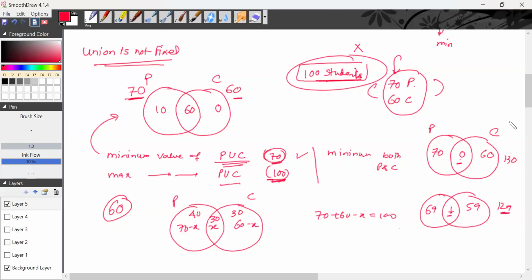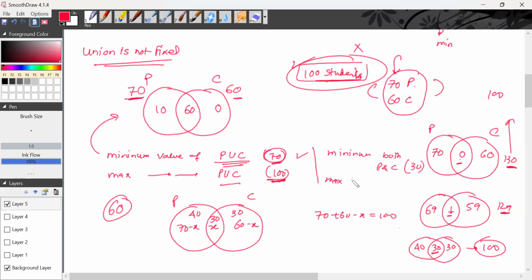Now I have to bring this 130 to 100. So obviously I have to reduce 30. Thereby I have to bring 30 here, so that this becomes 40 and this becomes 30. Thereby the union becomes 100 and all other conditions get matched. This is the minimum I have to keep here so that this condition is also valid. Okay? So the minimum for both physics and chemistry would be 30.